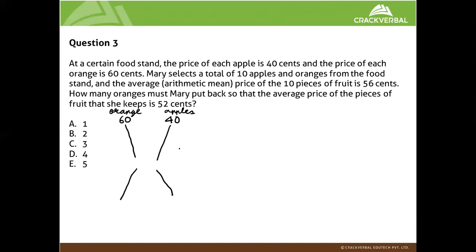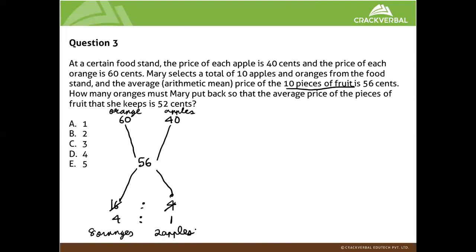And you know the average price of the 10 pieces of fruit is 56 cents. So 60 minus 56 gives us 4. 56 minus 40 gives us 16. Simplifying this, we get that the ratio of oranges to apples is 4:1. Now, clearly, if the ratio of oranges to apples is 4:1 and Mary buys 10 pieces of fruit, we have to have 8 oranges and 2 apples. So clearly, in the first pick, she's picked up 8 oranges and 2 apples, and the average price turns out to be 56 cents.